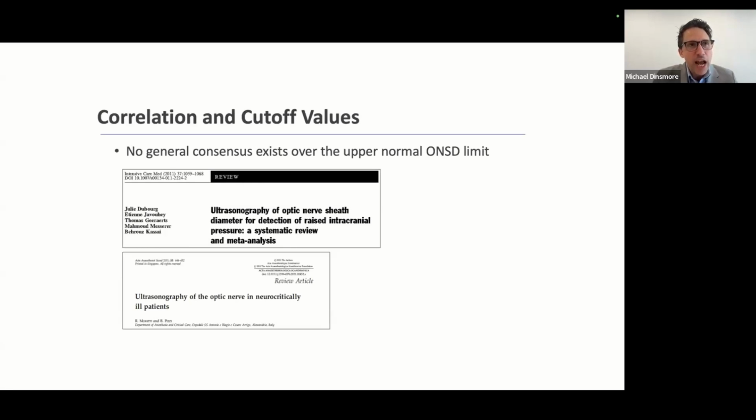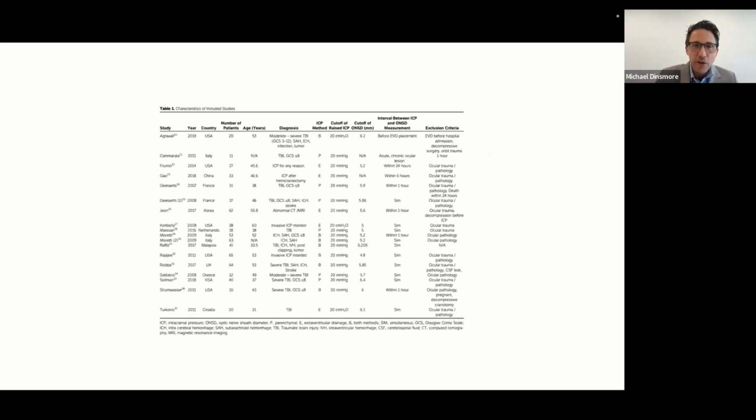The biggest issue I have with this technique is that there's no general consensus on the upper limit of optic nerve sheath diameter. Okay, and if you actually look at the reviews over the last 10, 15 years, and you look at this column that says cutoff of optic nerve sheath diameter, it ranges anywhere from 4.8 to, I think it's 6.4, which is a huge spread.